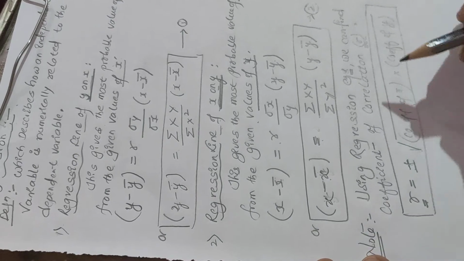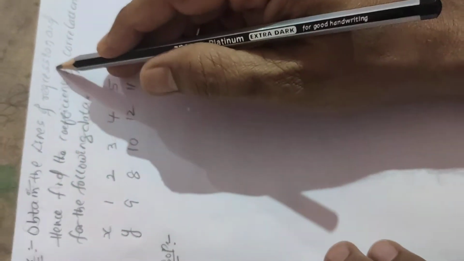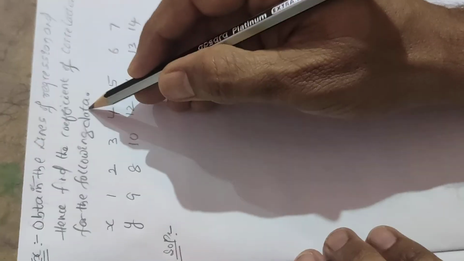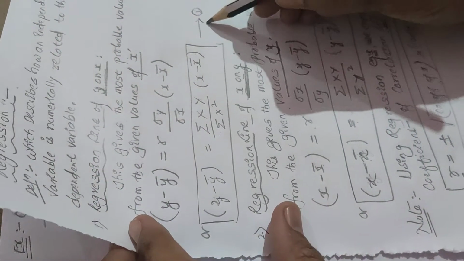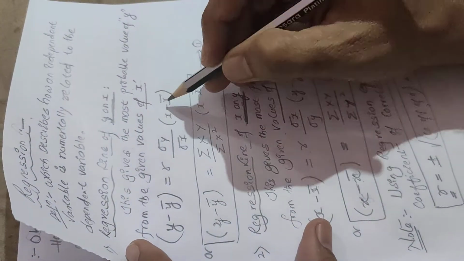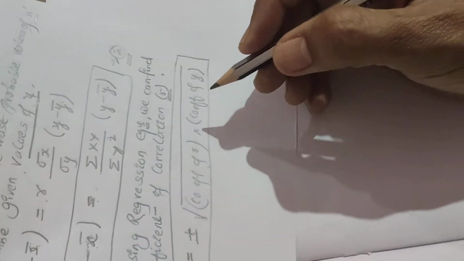So we'll do an example on this. Obtain the lines of regression and hence find the coefficient of correlation for the following data. First I'll tell you which formula you should take. You take equation number 1 and equation number 2. I'll tell you when to use these two formulas later. So I'll write those formulas.